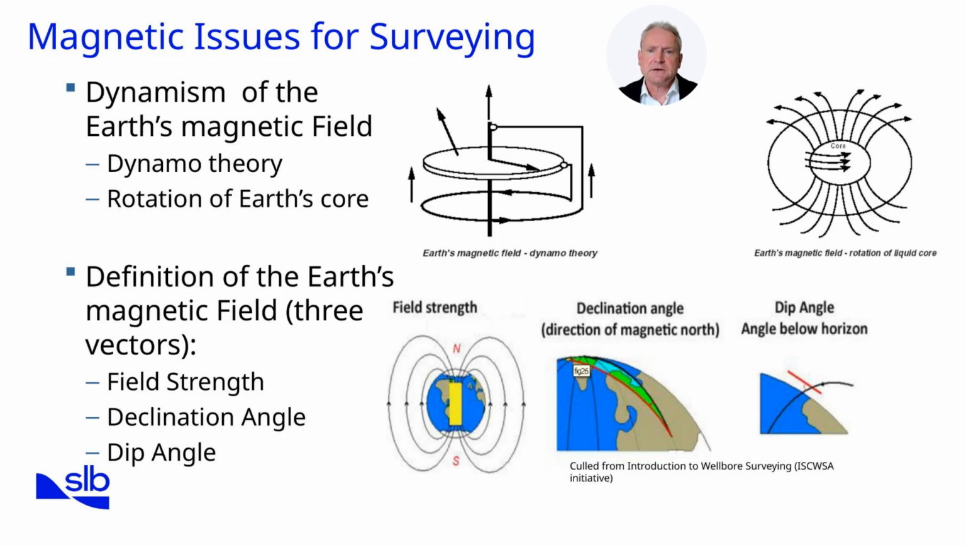Understanding the fundamental limitations of Earth's magnetic field is the first step in recognizing why survey errors occur, why non-magnetic collars are needed, and why gyros are often required when magnetics cannot be trusted.